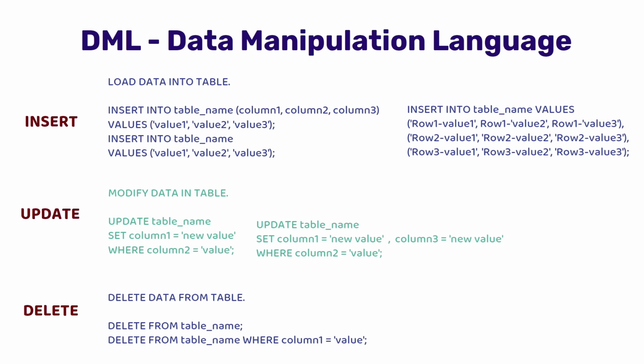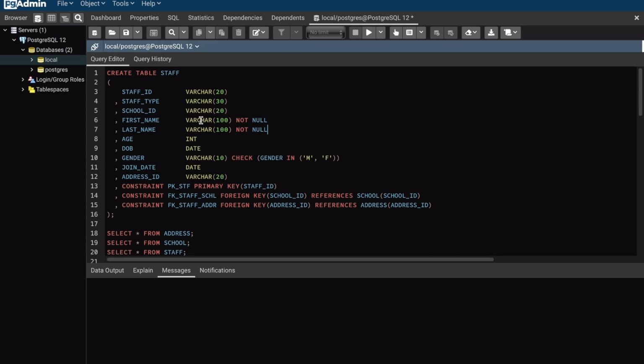Now let us use pgAdmin tool to practically perform all these DDL and DML operations on a table. Let's start with create table. Here I have a create table script which is going to create a table by the name staff. It has multiple columns and I'm using int, date, varchar data types. You can see varchar data types are followed by some integer numbers. These integer numbers are nothing but limits on the number of characters allowed in this column.